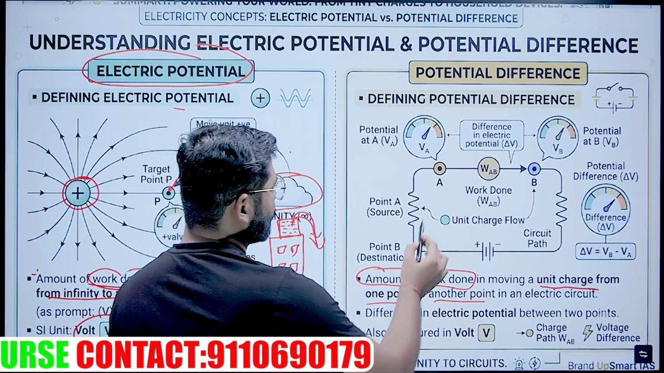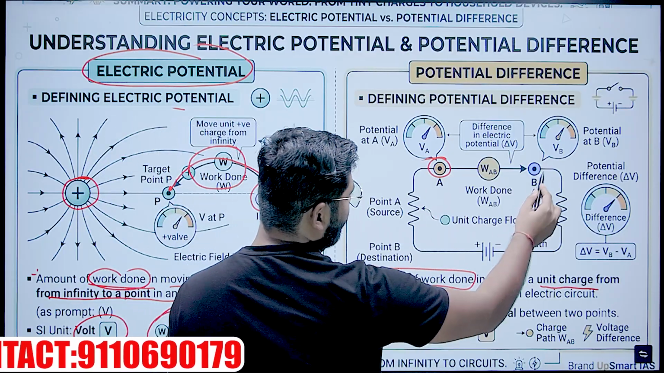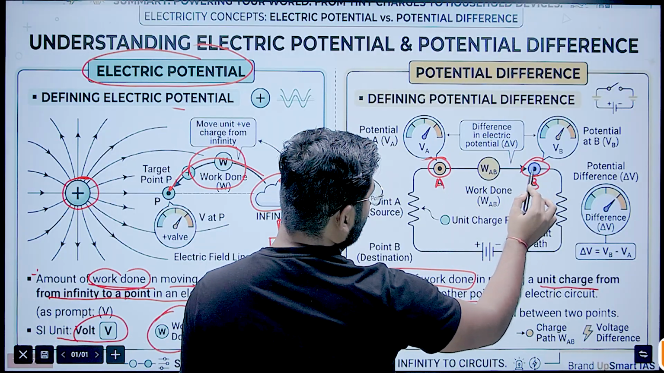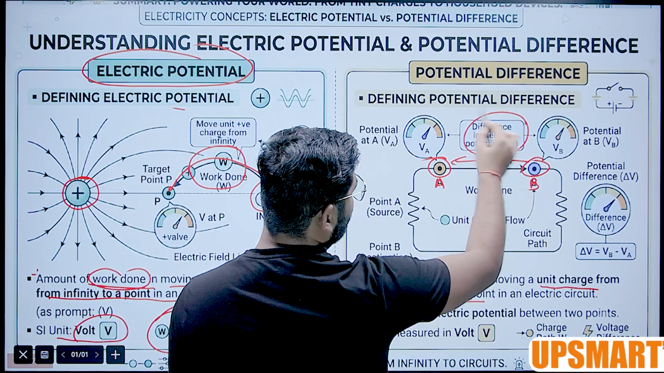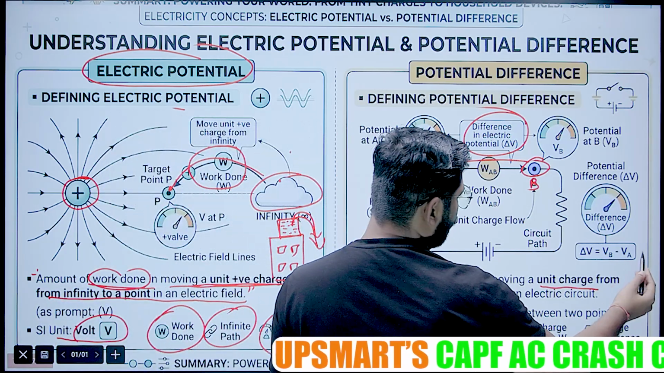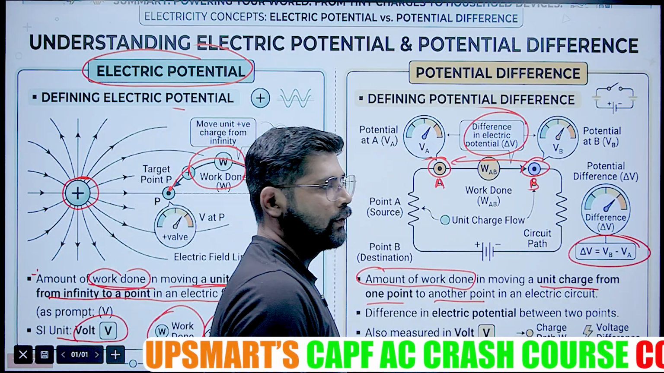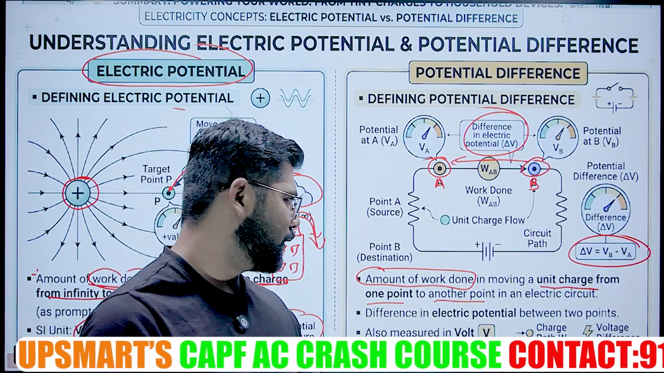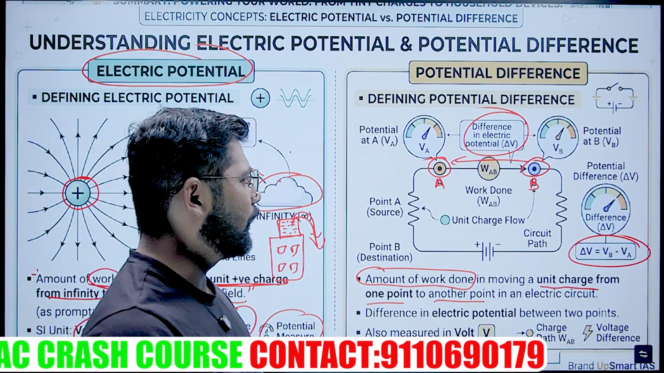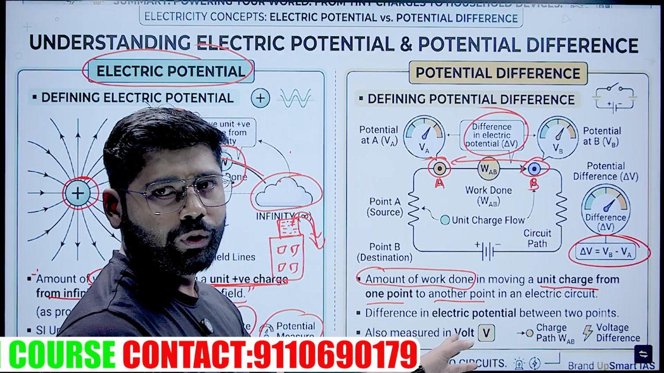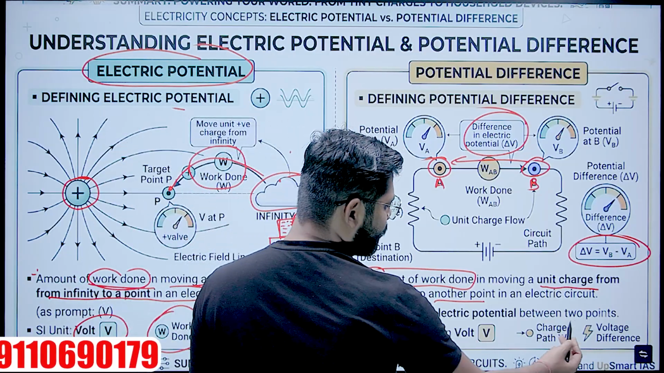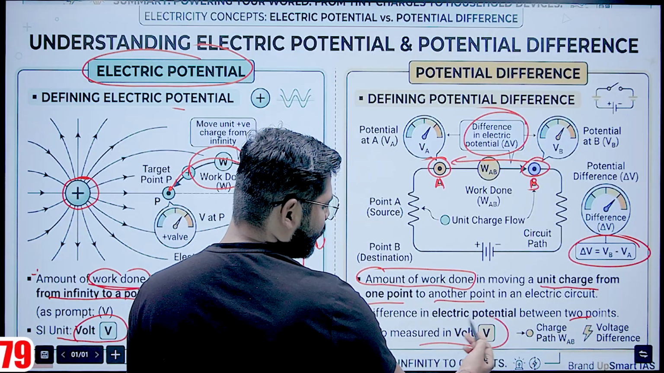Suppose this is potential point A and this is potential point B. Whatever we measure between potential A and potential B is the difference in electrical potential, and we denote it as delta V, VB minus VA. Always remember it moves from high electricity towards low electricity. The difference in electric potential is between two points, and it is also measured in volts.